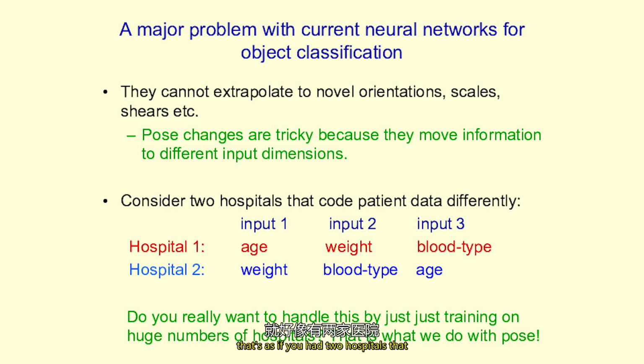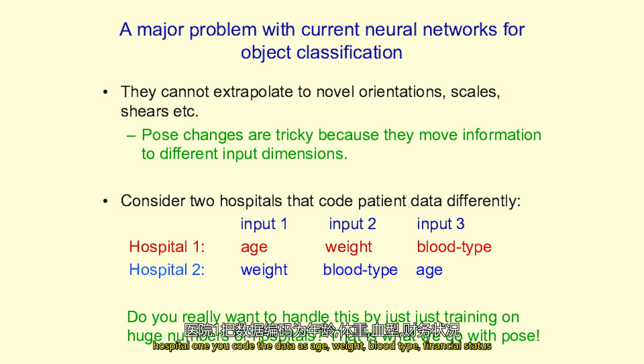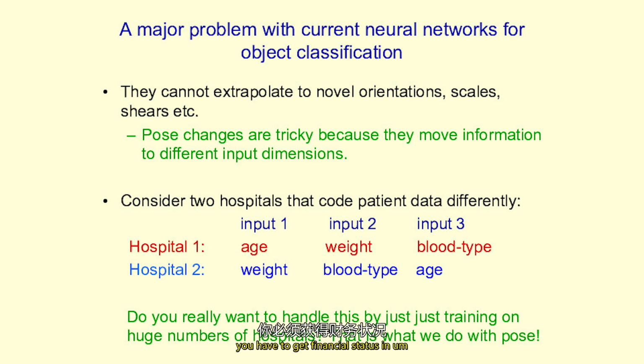Okay? And for machine learning, that's as if you had two hospitals that coded their data differently. So in hospital 1, you code the data as age, weight, blood type, financial status. And in hospital 2, you code the data as weight, blood type, age, financial status. You have to get financial status in there. Now, if you knew that the same information was going to show up on different input dimensions, you'd be crazy if you did machine learning to just go about doing learning by saying, well, we're going to ignore that. We're just going to get lots and lots of hospitals, and we're just going to hope it all sort of averages out somehow. You'd obviously want to unscramble it so you get the same dimensions mean the same things.